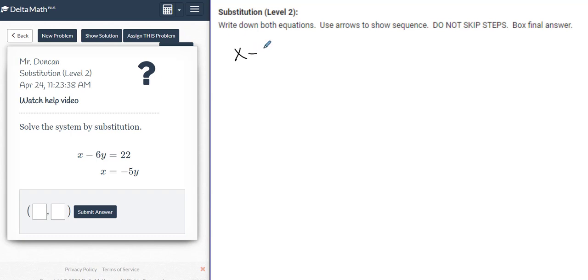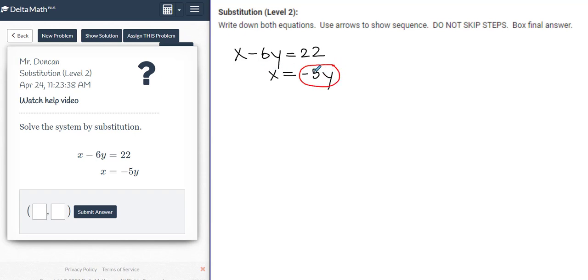I have x minus 6y equals 22. Underneath that, I have x is equal to negative 5y. When we're dealing with substitution, we want to look for a variable that's isolated. Isolated by definition means by itself, alone. So in the second equation, I see that x is isolated by itself right there. So when that variable is isolated, that means that this variable x is actually equal to whatever's on the right side. So what I'm going to do is I will circle negative 5y because it is equal to the x.